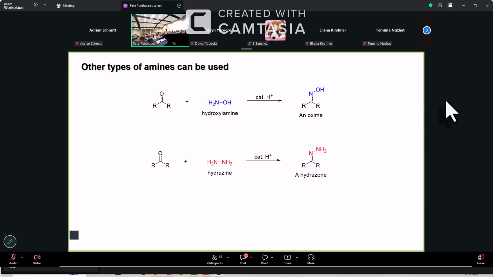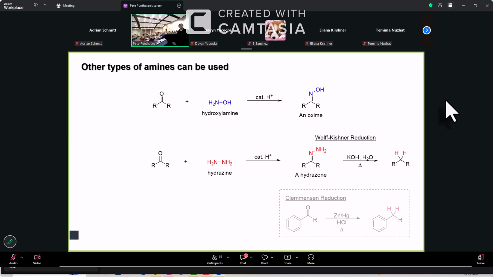You can do the following: add a strong base and heat. This group gets removed right away. This is the Wolff-Kishner reduction, similar to the Clemmensen reduction. That's another way to do it. We'll talk about the mechanism in a bit.